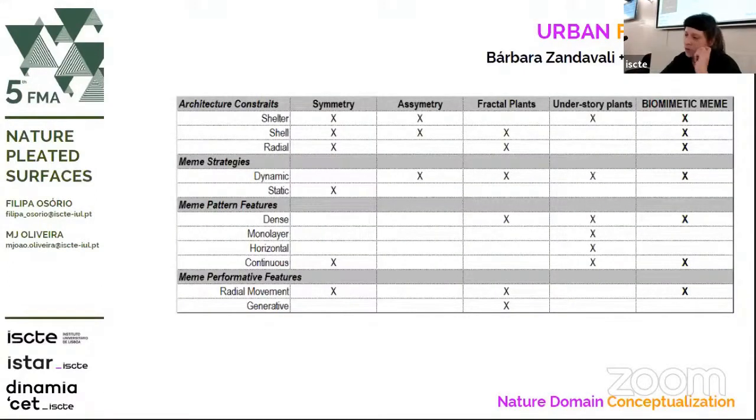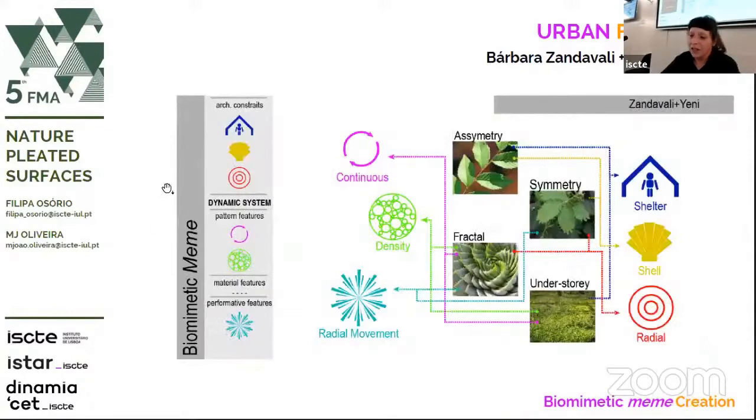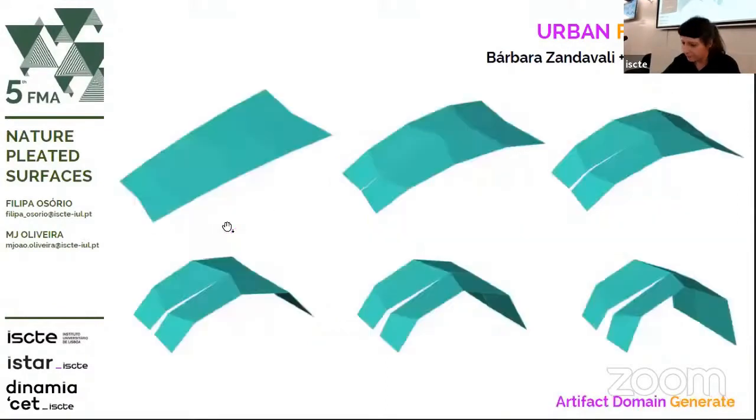So we could see that from the initial constraints from the architecture, they maintained the three of them. They went to the dynamic strategy, and the project was meant to be dense in the patterns, and then specifically distributed in the radial mode. This is the conclusion of their biomimetic MEM, and these are some evolutions of how they wanted to produce the movement and how it's going to be populated.